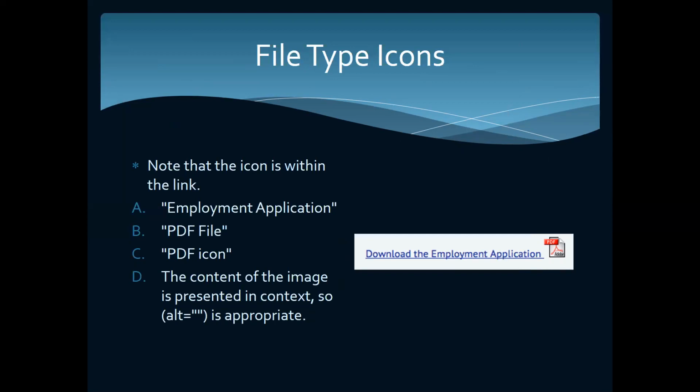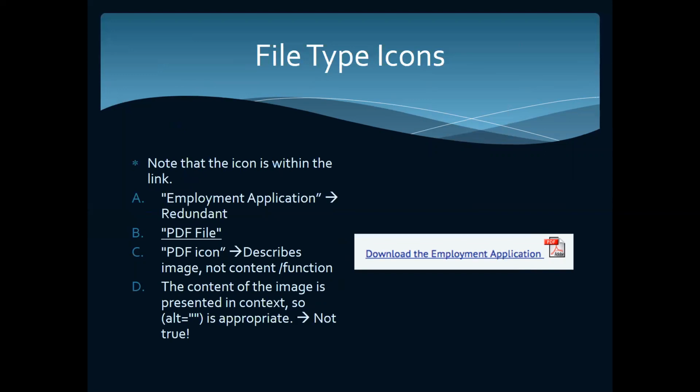So notice here that we've emphasized that the image is within the link. If the image were not part of the actual link, then the alt text might be different. In this case, because the image provides additional information about the function of the link, it's important that it be within the link itself and read with the link. And this is vital, again, because links are often accessed out of context from their surroundings.